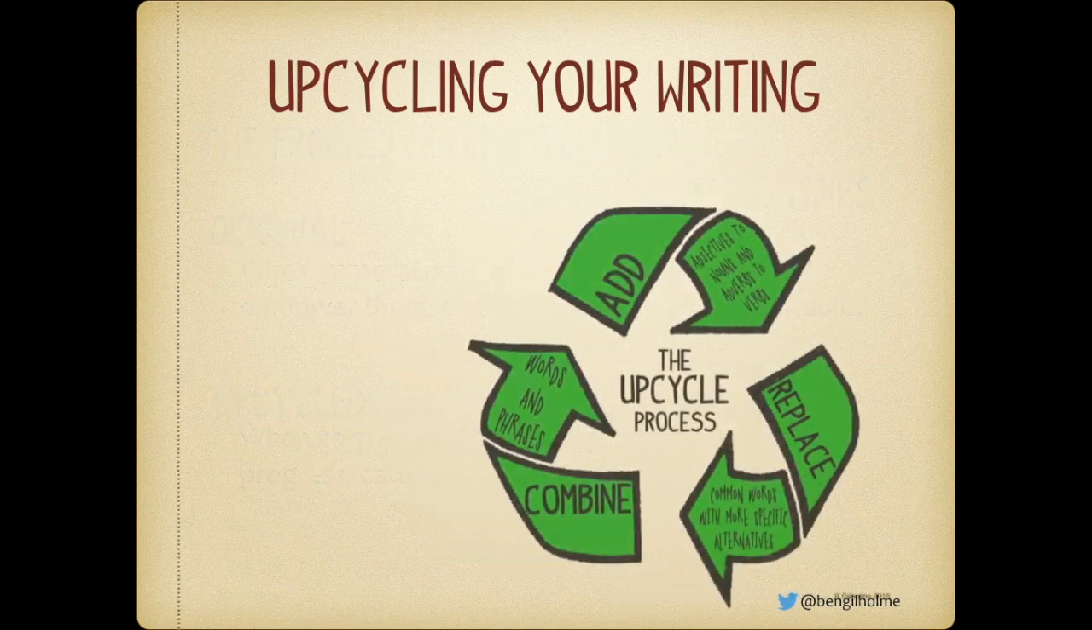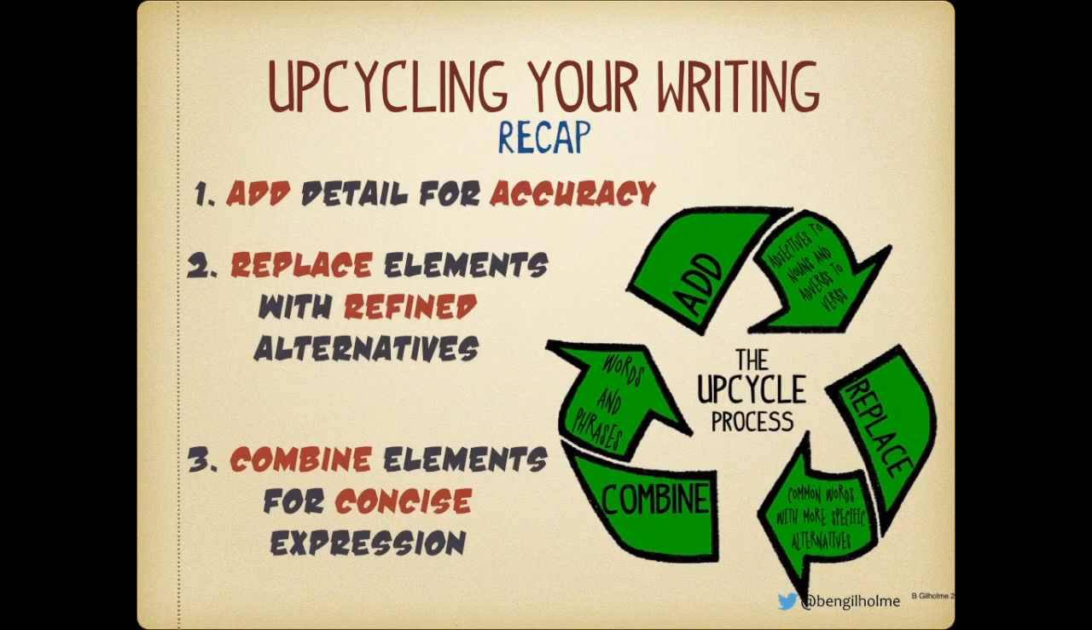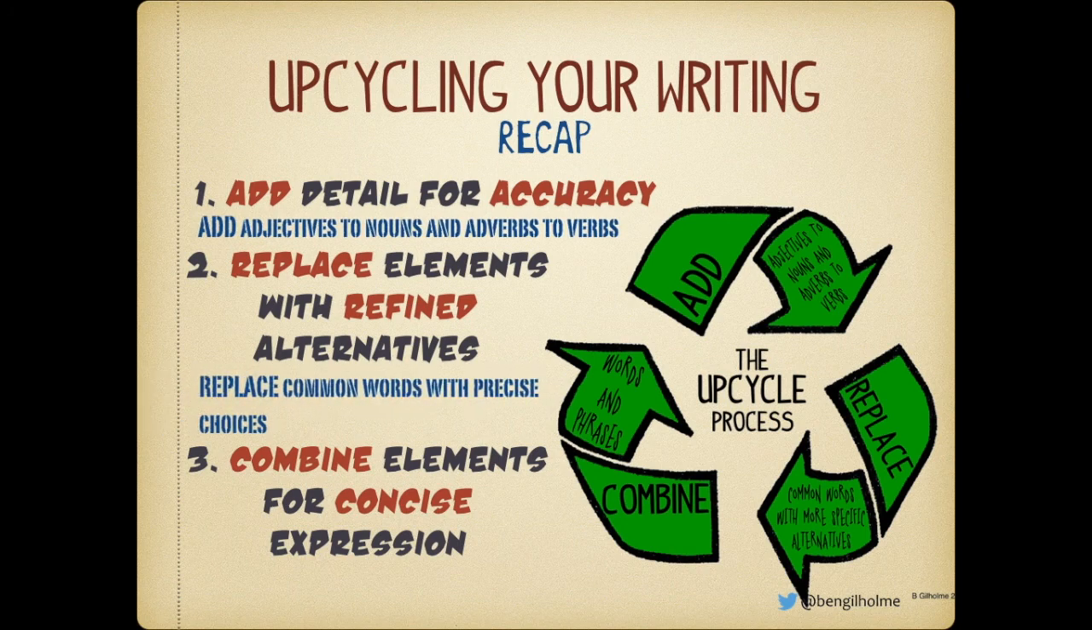So to recap, the process of upcycling involves adding detail for accuracy, which in a sentence means adding adjectives to nouns and adverbs to verbs. The second step is replacing elements with refined alternatives. So in a sentence, it would be replacing common words with more precise choices. And the third step is combining elements for concise expression. So we're looking to combine words and phrases. So hopefully that will help you improve the quality of your writing without having to start again.